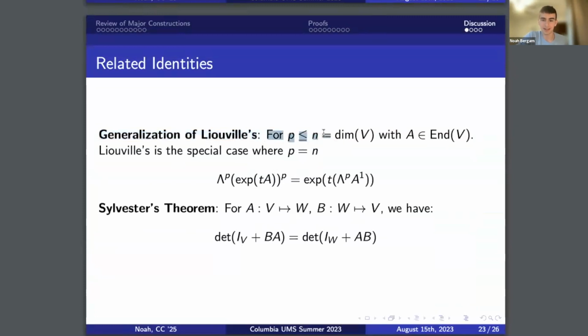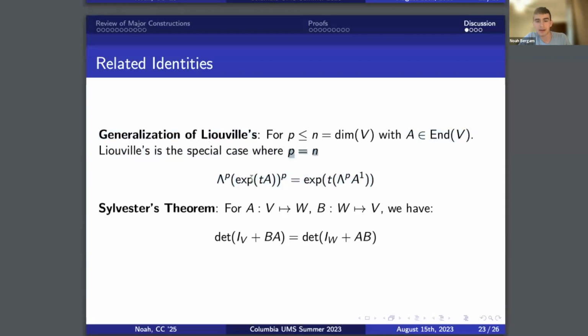So for p less than or equal to n, where n is the dimension of v, and a being an endomorphism in v. Oh, I shouldn't write that. It's not an endomorphism of v. My bad. It's an operator valued formal power series with coefficients in endomorphism of v. Then Liouville's is the special case of this formula.